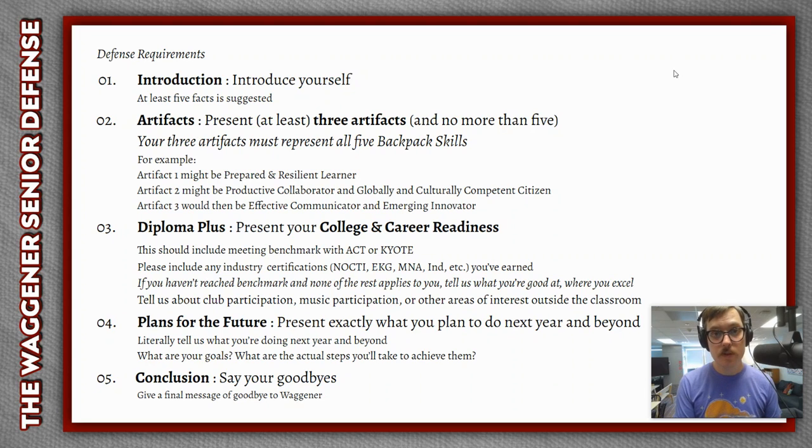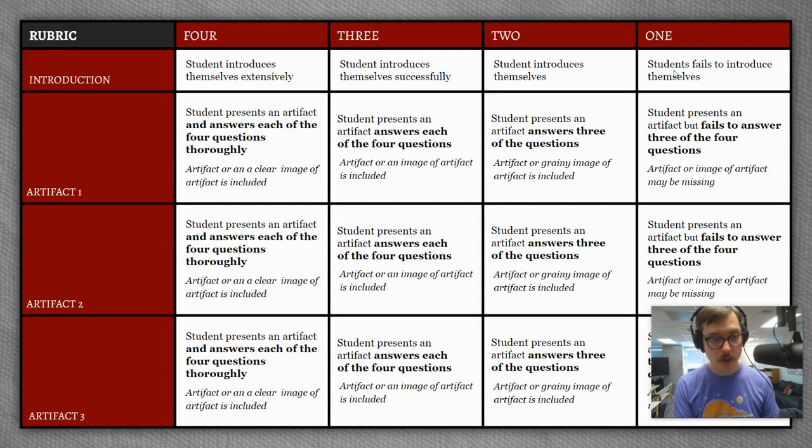Okay, conclusion. Just say your goodbyes to Wagner. All right, here is the rubric. This is how you will be assessed. You'll see there are 2 slides. The intro, your 3 artifacts, and you can see it just breaks it down based on the quality. Thoroughly, clearly, you do it, you don't do it. Okay, it goes from really amazing to bad job.